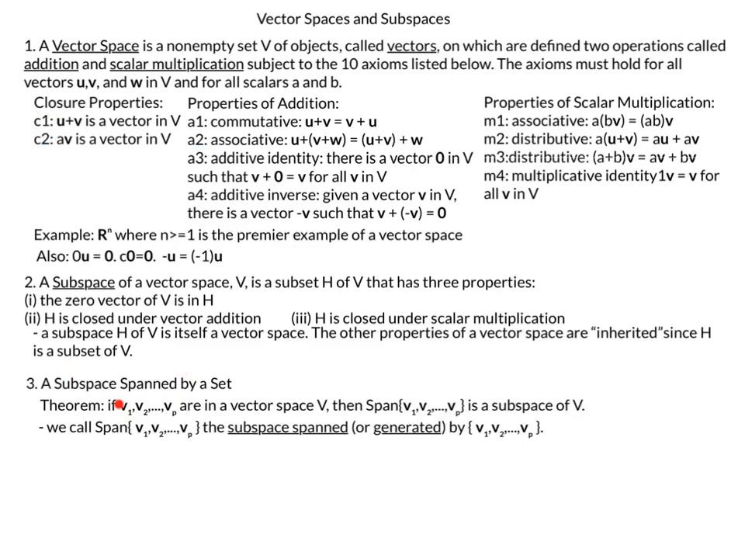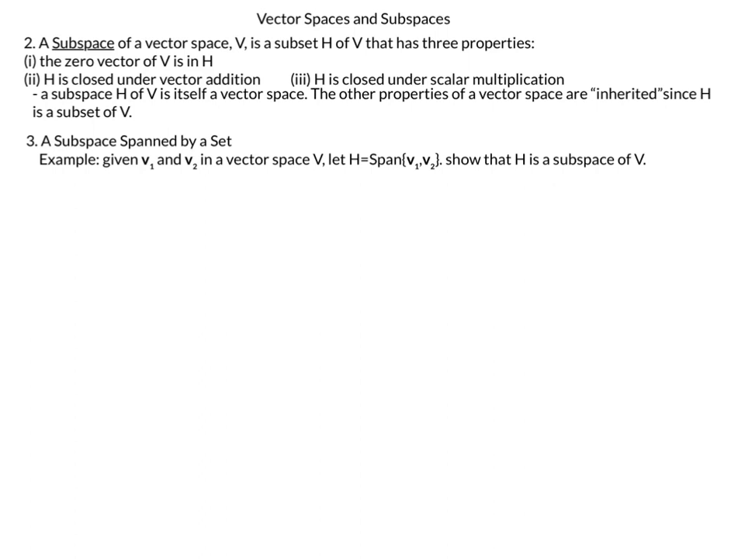Final topic is a subspace spanned by a set. If you have a set of vectors in the vector space V, then the span of these vectors is a subspace of V. We call this the subspace spanned or generated by these vectors. So given v1 and v2 in a vector space V, let H equal the span of v1 and v2. Show that H is a subspace of V. We have this vector space, it has who knows how many vectors in it, but we can take 2 out. Consider the span, all linear combinations of those vectors, and that itself will be a subspace of V.